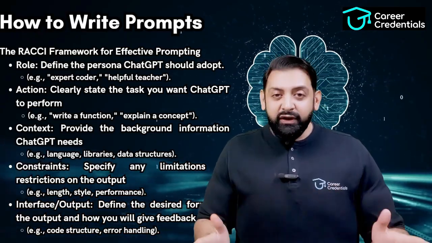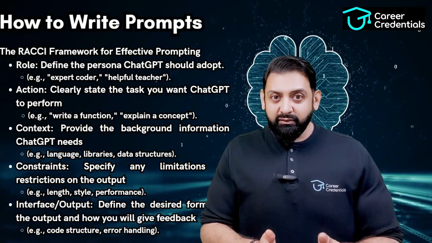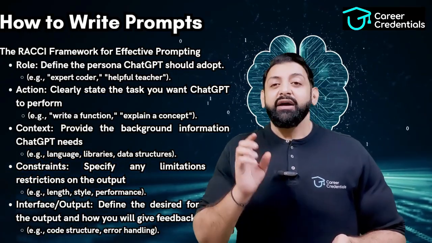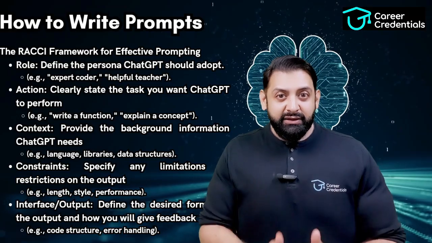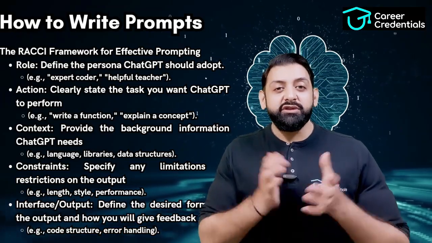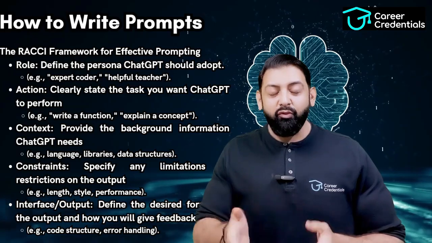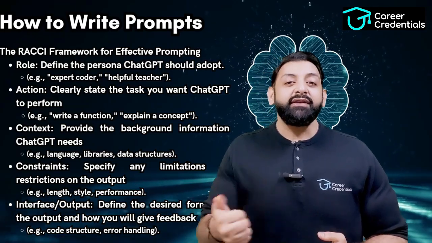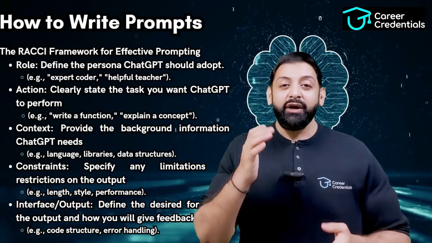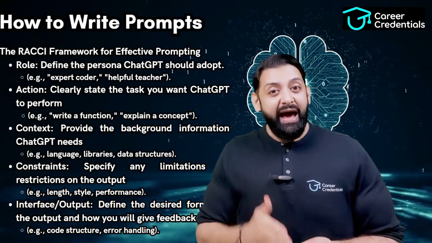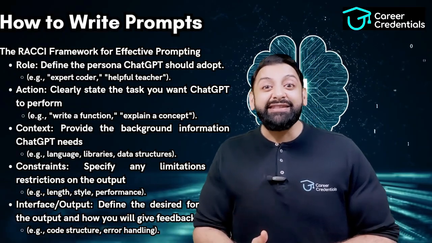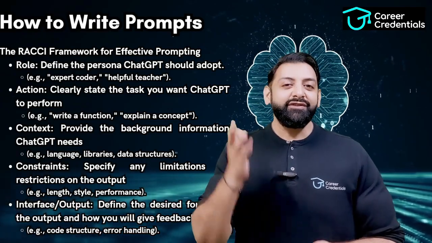Now, every AI bot out there, let it be Luma, let it be DeepSeek, let it be even Gemini, every AI engine works with a 5-stage prompt, or a 5-stage based structure of prompting. Now, what do I mean by this? There is a framework called RACCI. Let's understand the full form: Role, then action, then context, then constraint, then interface or output.